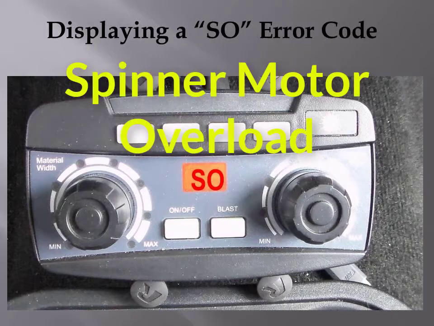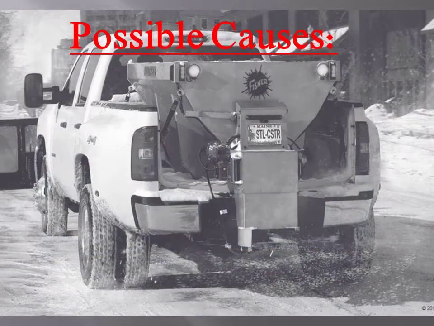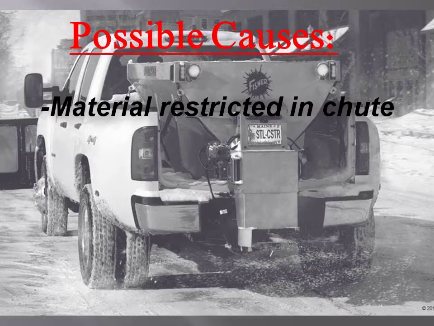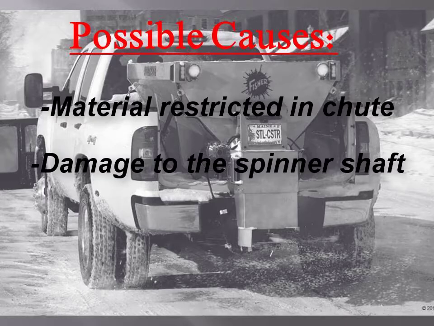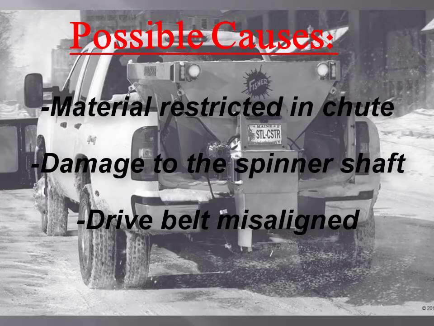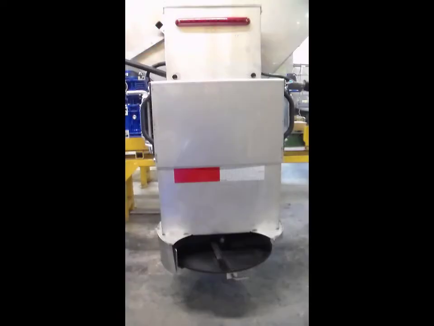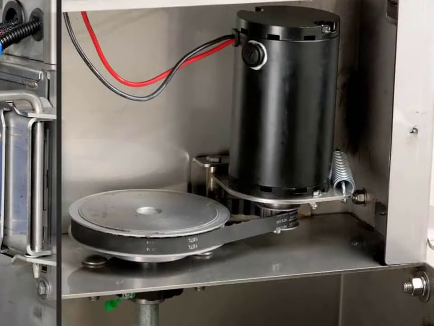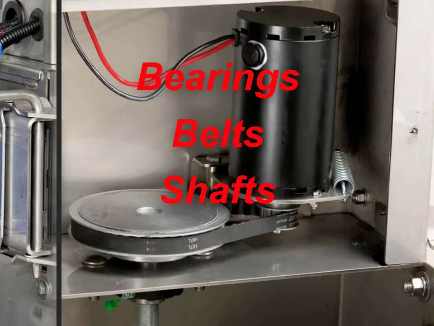SO indicates spinner motor overload. This can be caused by material being restricted in the chute, damage to the spinner shaft, the drive belt being misaligned, or seized bearings. Inspect the spinner and spinner motor components for alignment and condition. Check for damage to bearings, belts, shafts, and sprockets. Adjust and replace parts as required.